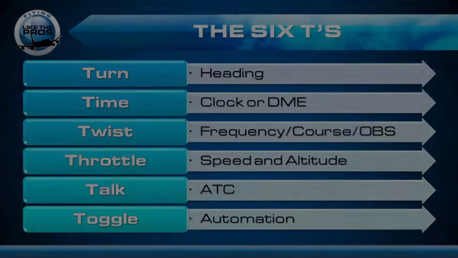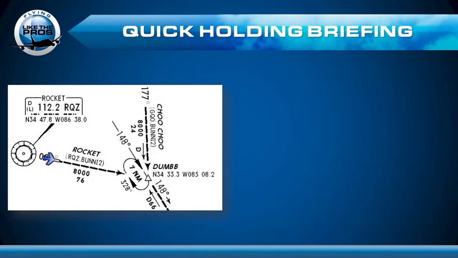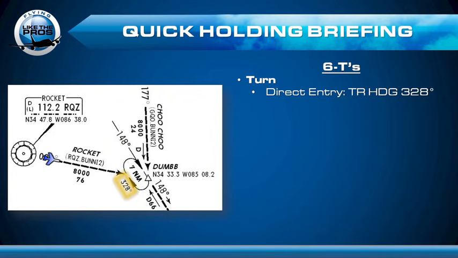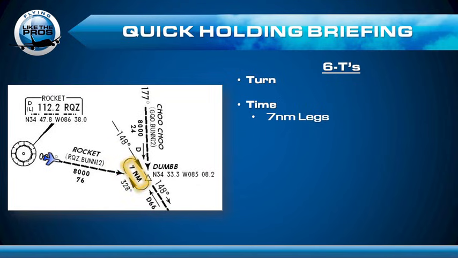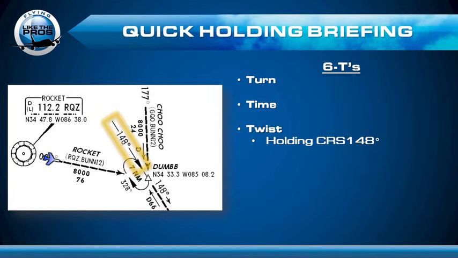Now let's apply the quick holding briefing and the T's to our current example. So the first T, turn, applies to the holding entry. In this case, it's going to be a direct entry. We turn to the outbound leg. So upon reaching DUMBA, we'll turn right to a heading of 328. The next T is time. It's either distance or time. In this case, it's noted it's a 7 nautical mile hold. So it'll be 7 nautical mile legs in the hold. The next T is twist. Here we'll need to set the OBS to the holding course, the inbound leg on the hold. In this case, that's going to be 148.